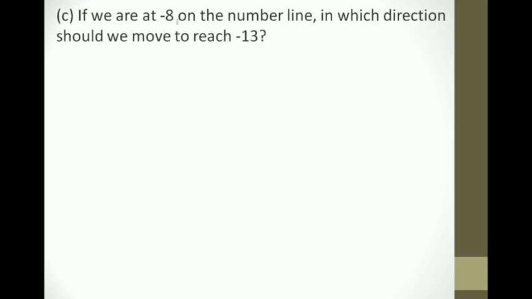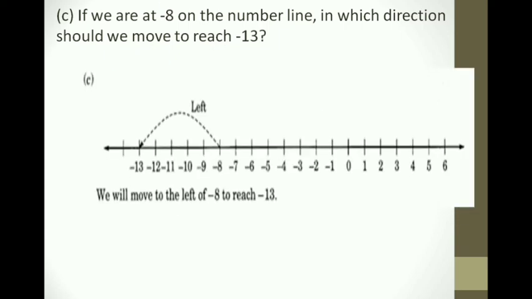If we are at negative 8 on the number line, in which direction should we move to reach negative 13? So this is negative 8 and this is negative 13. So we have to move this side. This is the left side. So we will move to the left of negative 8 to reach negative 13.